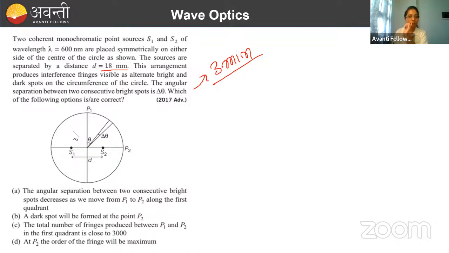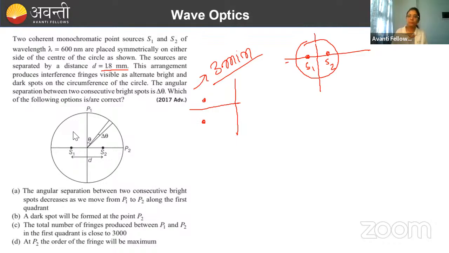Chalo, let me discuss. Here the question is: our sources are kept along the diameter at a certain separation. This is S1, this is S2, and their separation is 1.8 millimeter. In the YDSE setup, we saw that the two sources were like this and the screen was a plane, a straight line. Here the screen is circular. We should be comfortable with every kind of screen, which is why I included this question.